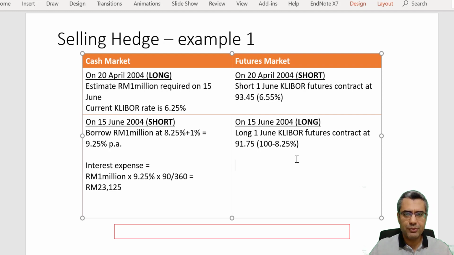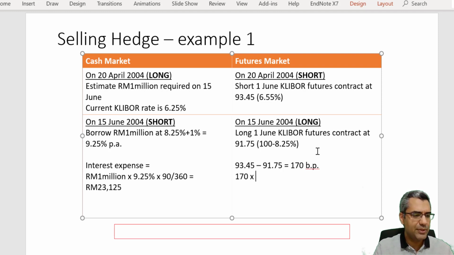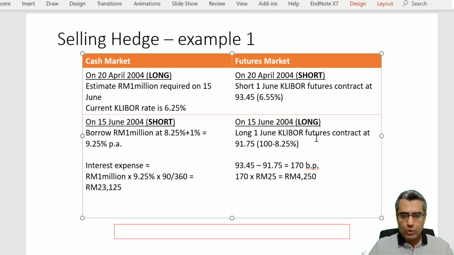Now, is it profit or loss? You short at this price, you long later at this price. So selling is higher than buying. This means 93.45 minus 91.75. It will give you 170 basis points. And 170 multiplied, do you remember the tick size was 25 ringgit? So it will give you 4,250 ringgit profit.